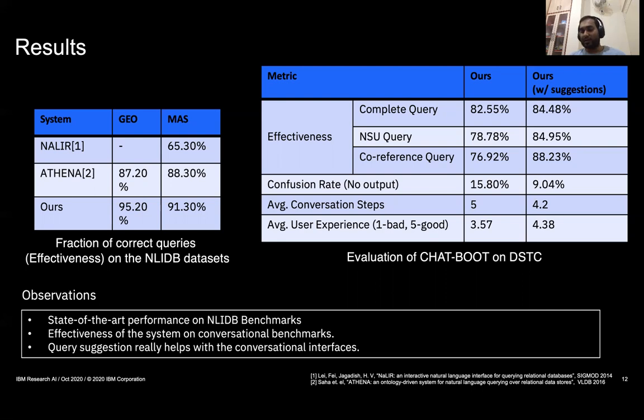So the idea there is that since users are new to the system, they don't know what type of queries will work, what kind of errors are present. But when we have suggestions present in the interface, then they quickly adapt to what the wordings and phrasings are that will work with the system. So suggestion is a really important feature to have in a conventional interface.